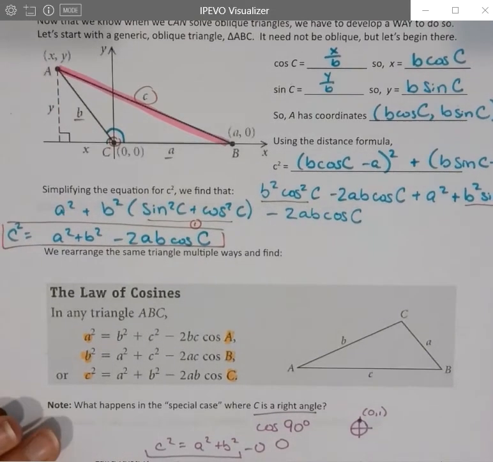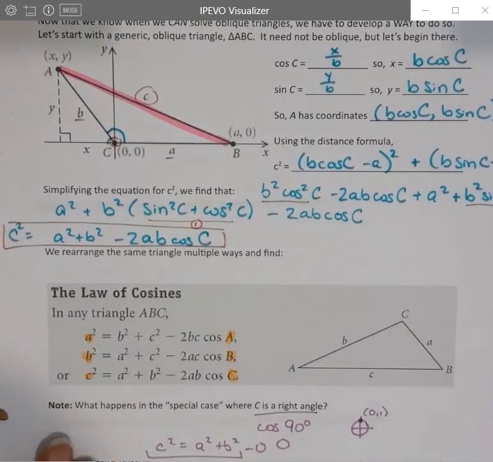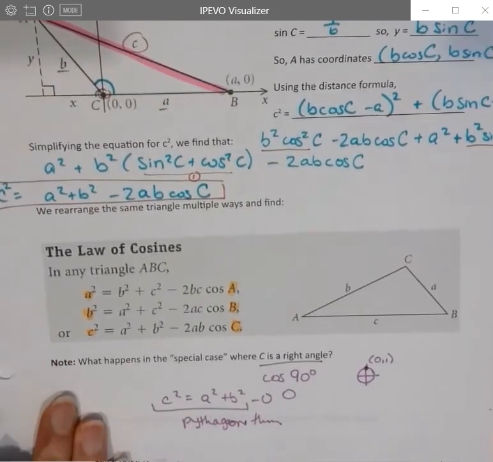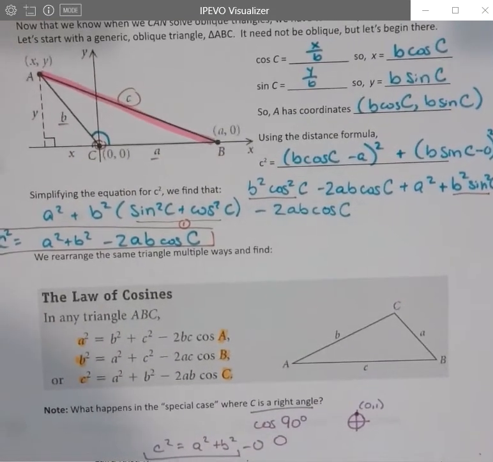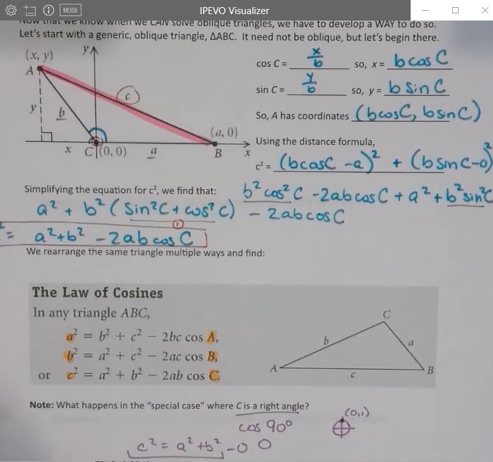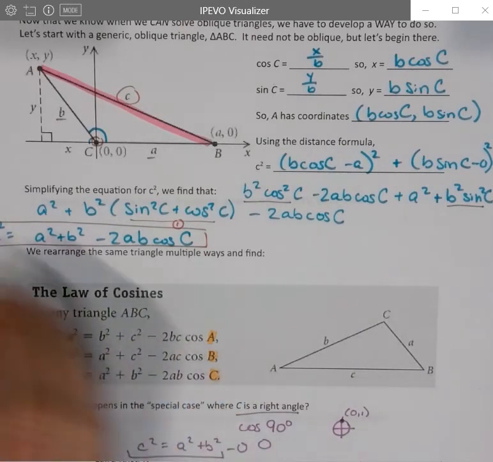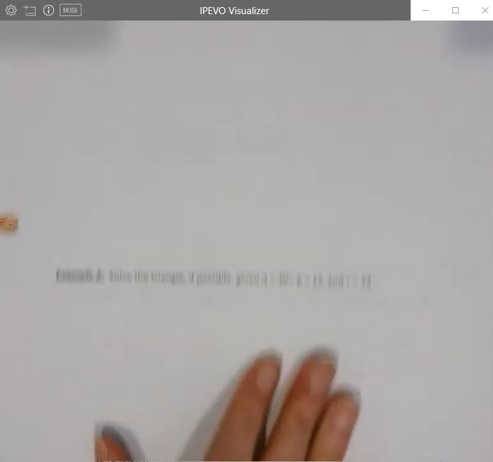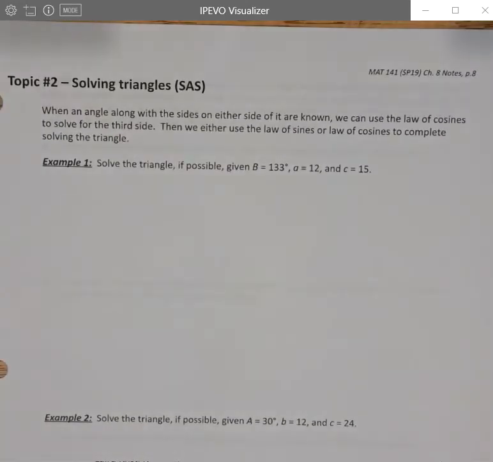Oops, I can't see that. I just wrote Pythagorean theorem underneath that, but there we go. We're back at the Pythagorean theorem. And so this helps verify the law of cosines for us. It works in any triangle. Even if the triangle is right, it's still going to work because the last part just turns to 0 if the angle that you're referring to is the 90. That's interesting.